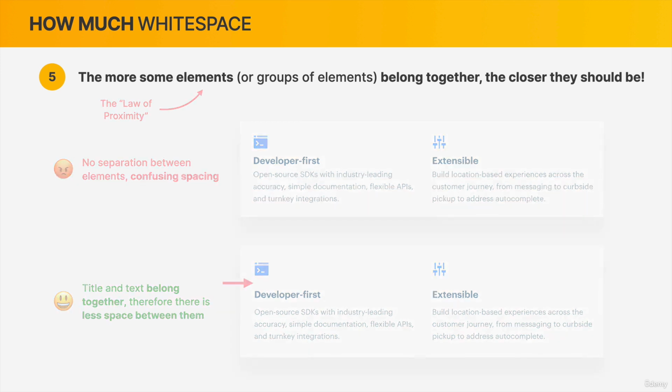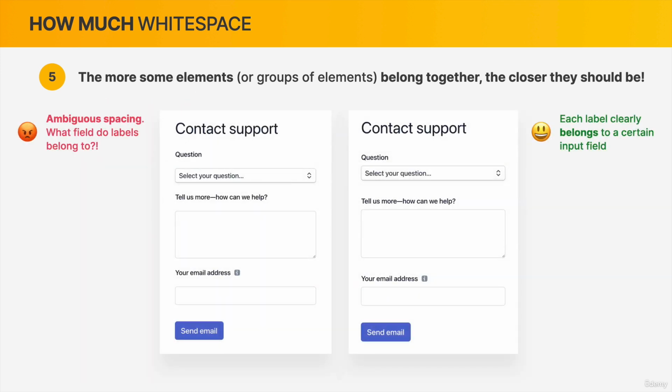Now another example is this form right here, which has some ambiguous spacing. So here on the left side, these text labels are kind of in between two input fields, right? And so like this, the user has a hard time of knowing which input field actually each label belongs to. However, if we remove the white space and place the label close to the input field that it actually belongs to, we can remove that ambiguity and therefore help the user navigate this contact form.